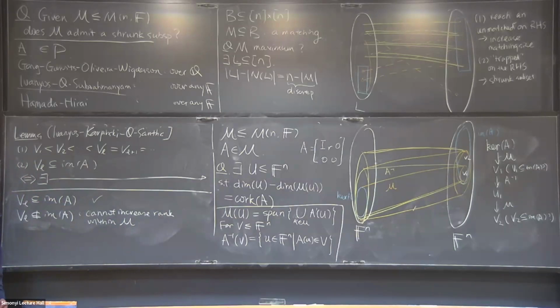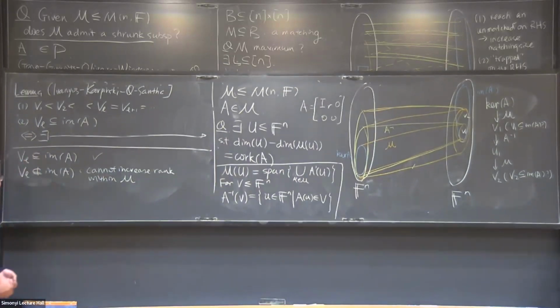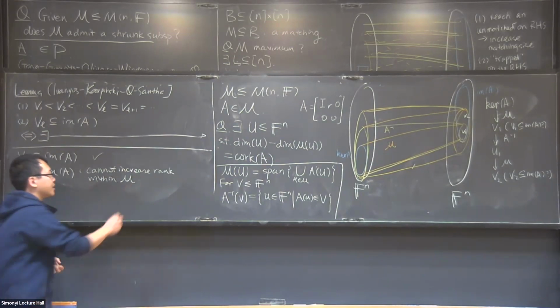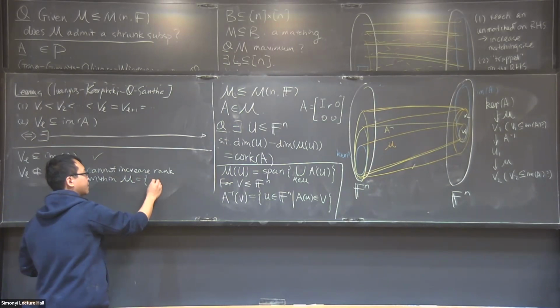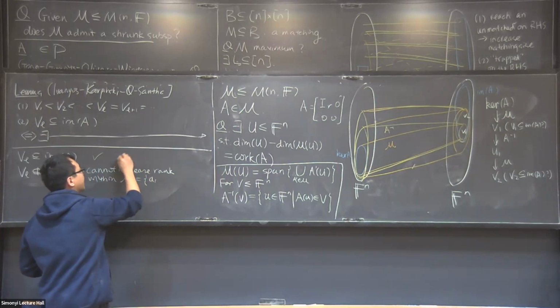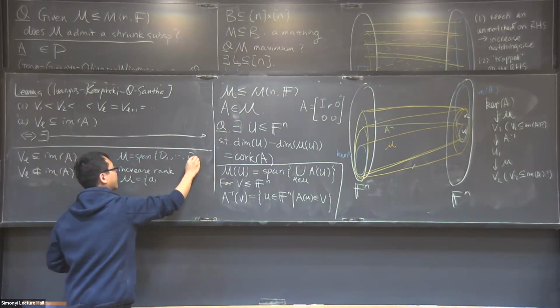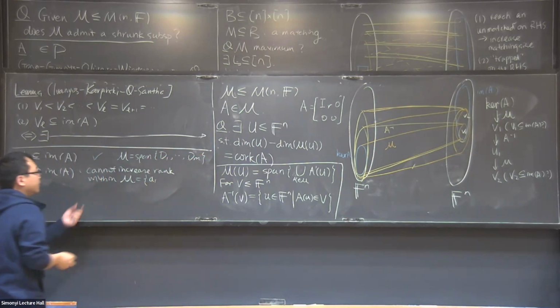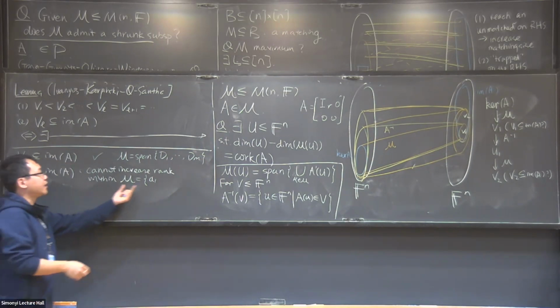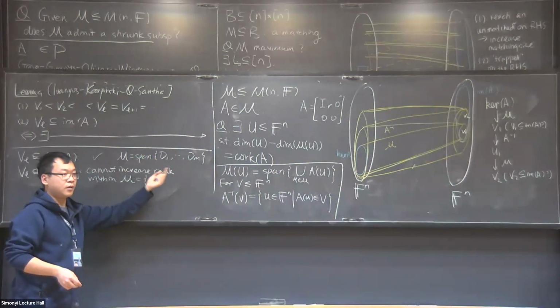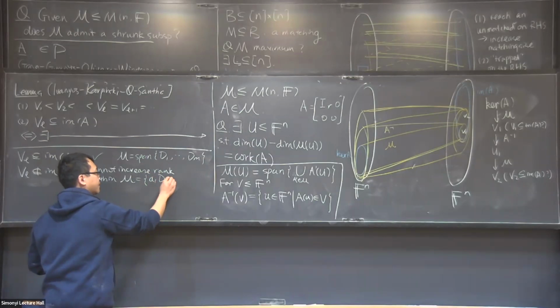Now, what do we do, right? So it turns out that because of the invariant theory stuff, you cannot really increase rank within M, which consists of linear combinations of, if M is spanned by D1 to Dm, then just doing linear combinations of D1 to Dm does not suffice.